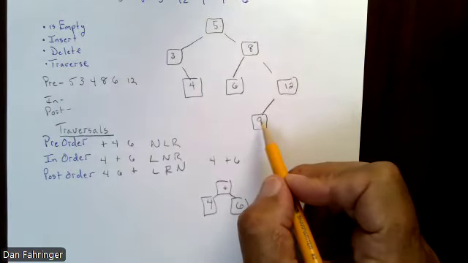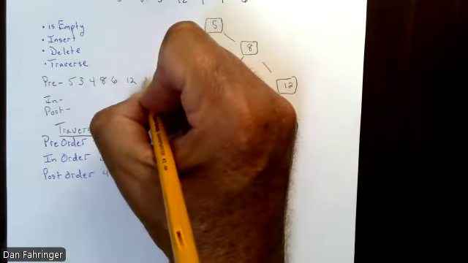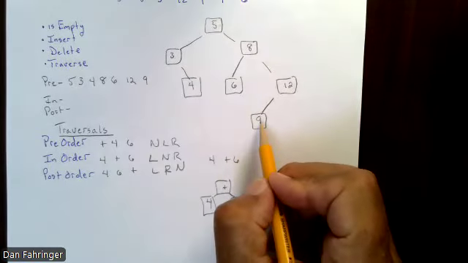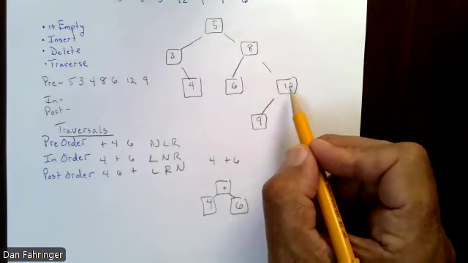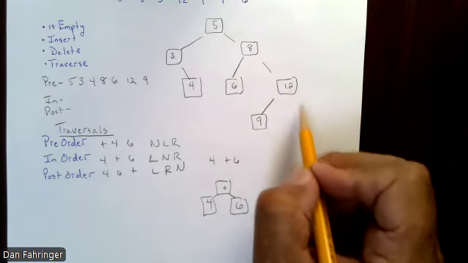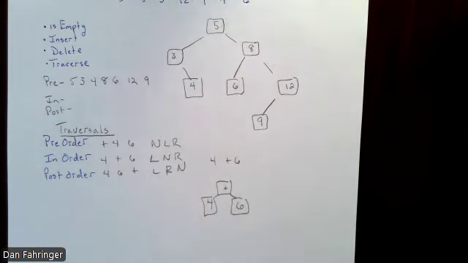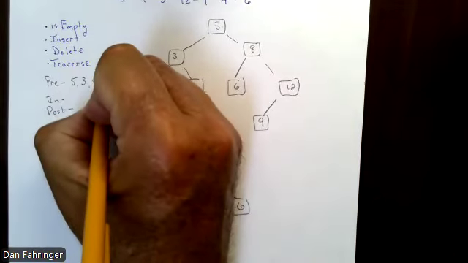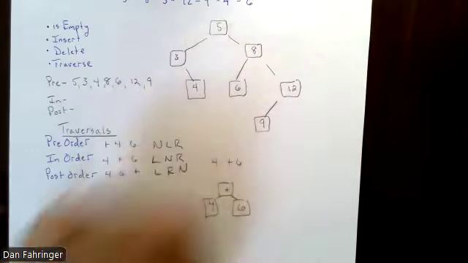I go to its left, which is a node, which is 9. It has no left, it has no right. So I go back up to 12. I already did the node, I already did its left, and I check and there's no right. So 5, 3, 4, 8, 6, 12, 9.